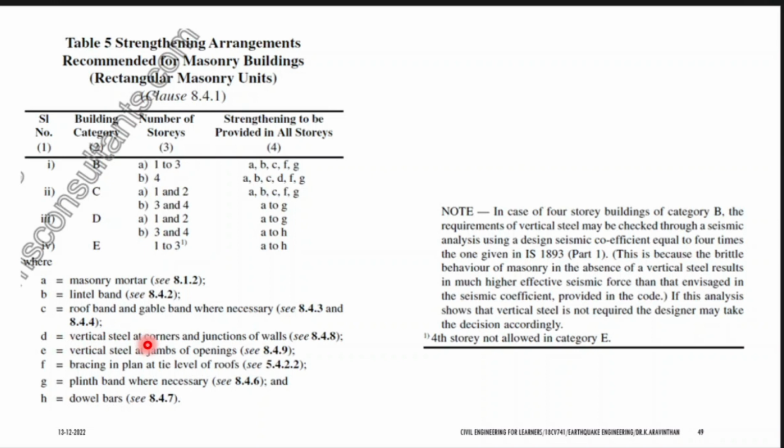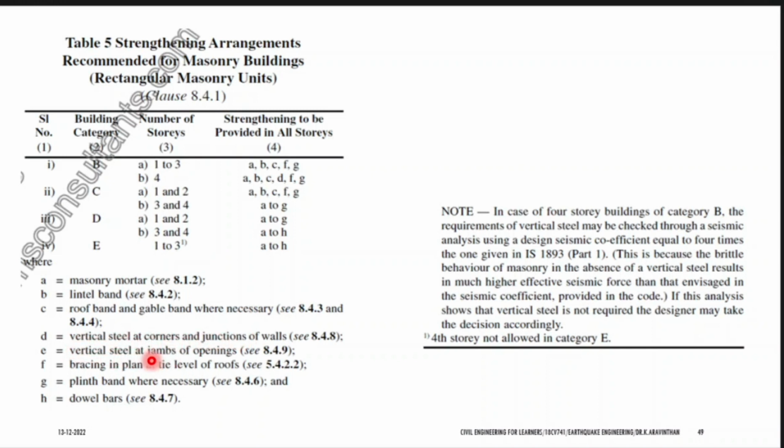Vertical steel at the corners. This is the corner. In the corner you should provide reinforcement. 2 rods have to be provided minimum, and you should make the concrete and then you should construct the masonry unit. This is what is given here. Vertical steel at the corners, vertical steel at the jamb.